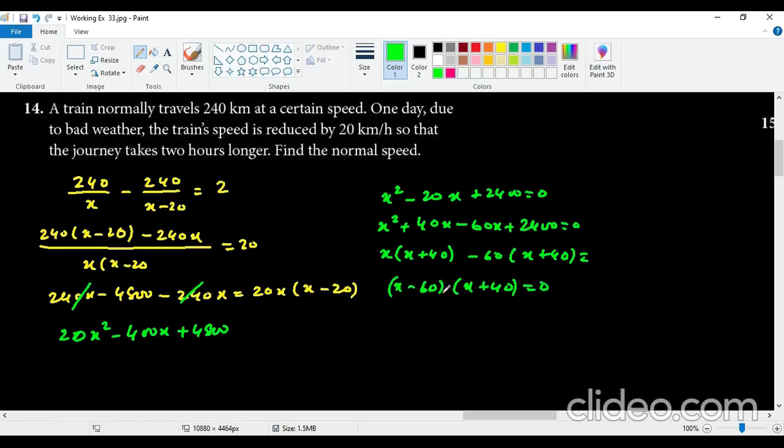So x minus 60 equals 0, which is giving us a positive value. x plus 40 equals 0 gives us negative, so we will not consider this one. x equals 60 kilometers per hour was the original speed.